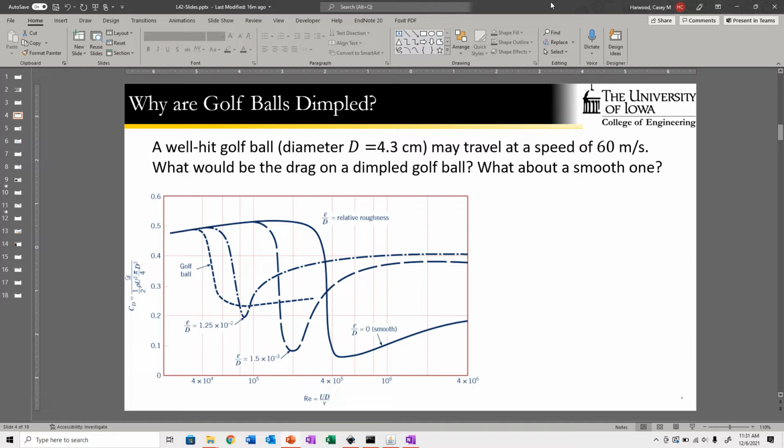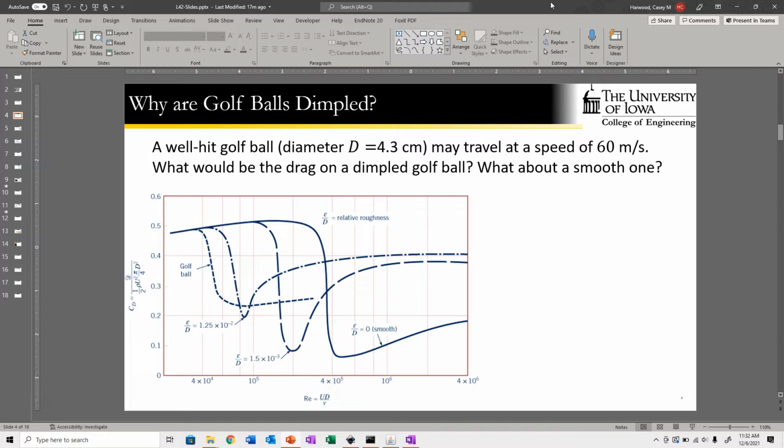And we said that it actually turns out that turbulent flow around one of these objects tends to make the flow better able to stick to the object. So it reduces the amount of separation. And a prime example is a golf ball. And so this little example here, we said, all right, if a good healthy drive with a golf ball has a speed of around 60 meters per second, then what would be the drag on that golf ball, relative to if it were made perfectly smooth, right?